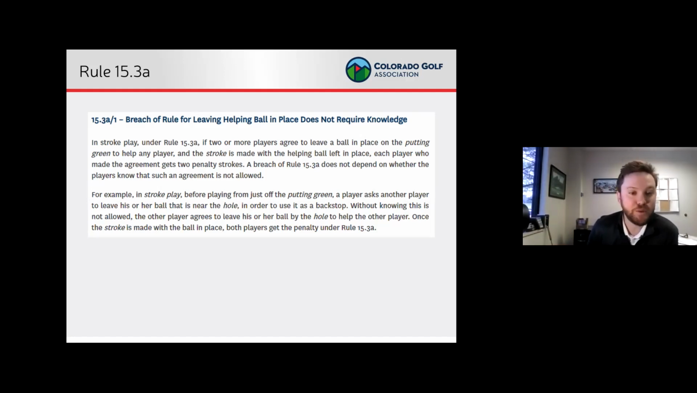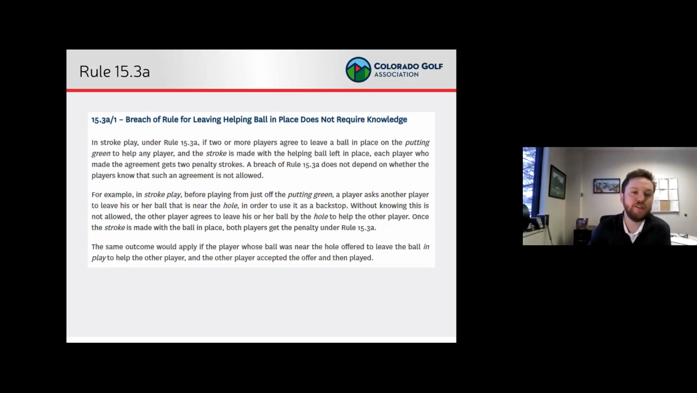A player asks another player to leave his or her ball that is near the hole in order to use it as a backstop. Without knowing this is not allowed, the other player says, sure, agrees to leave his or her ball by the hole to help the other player. Once the stroke is made, that's the trigger point. Both players are in the general penalty under 15.3a, 2 strokes. The same outcome would apply if the player whose ball was near the hole offered to leave the ball in play, helping the other player, and the other player accepted the offer and then played. It's mighty nice of them. They're both going to get penalized 2 strokes.